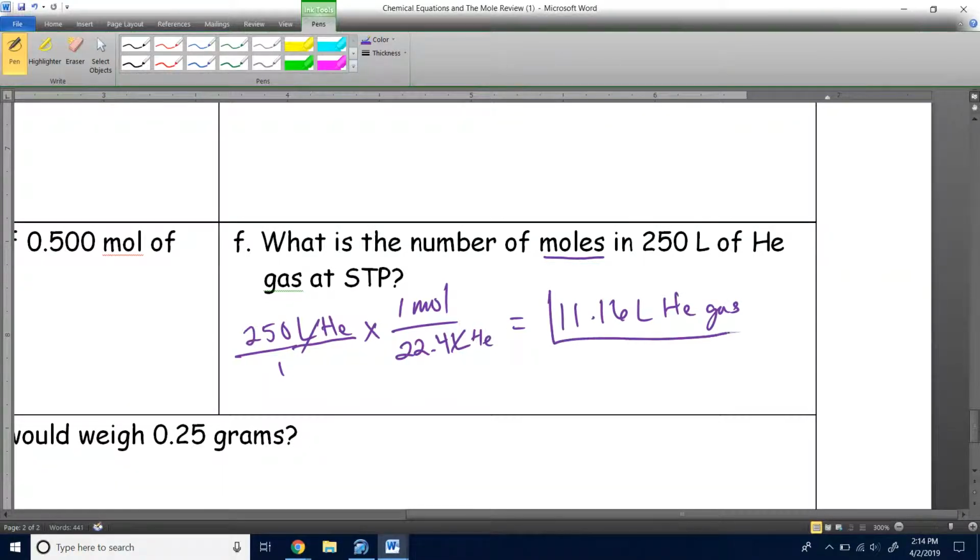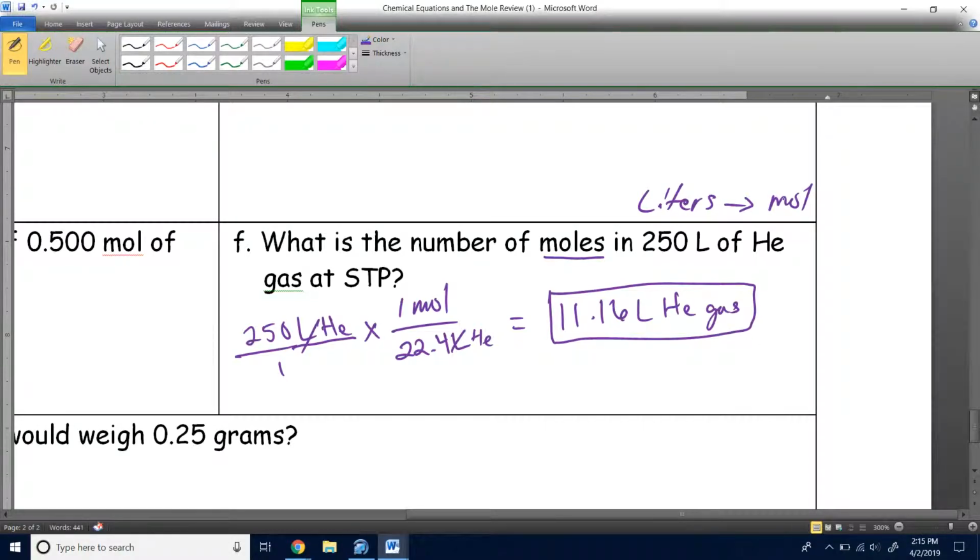And that's it, guys. The main thing with doing these problems is setting up the conversion factor correctly, and I know that's the toughest part. But remember, whatever it's asking for, it's always going on the top. In this case, we have liters, and we're going from liters to moles.